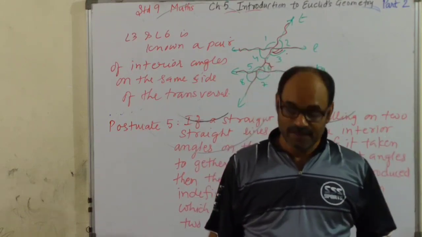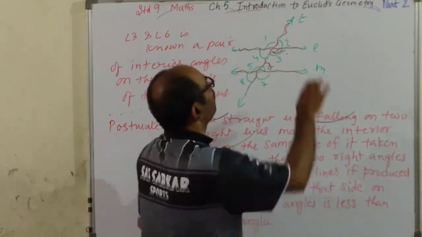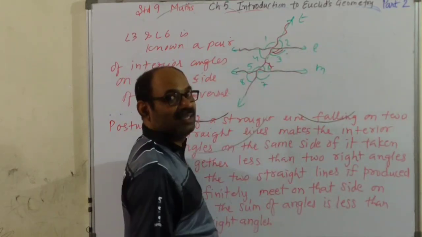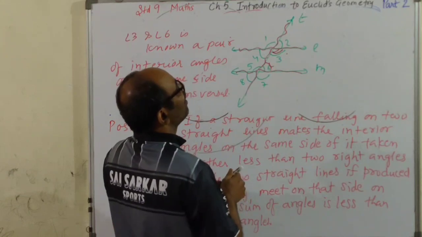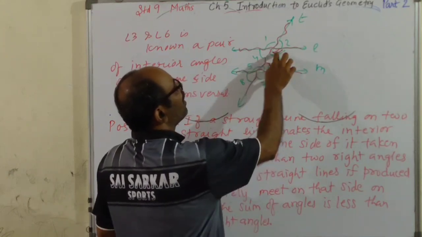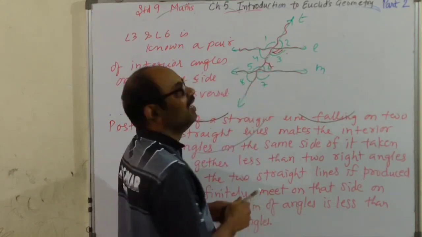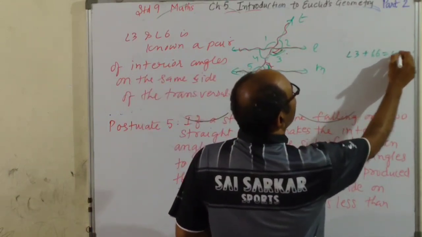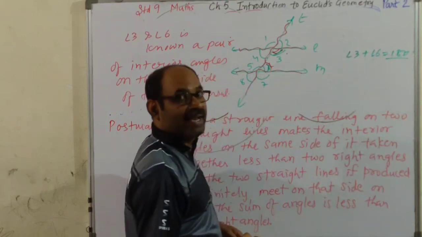Okay, clear? Here, how do these two lines look to you, children? Parallel. Why are they parallel? Because the total measure of this and this is 180. This angle 3 plus angle 6, the total measure is 180.